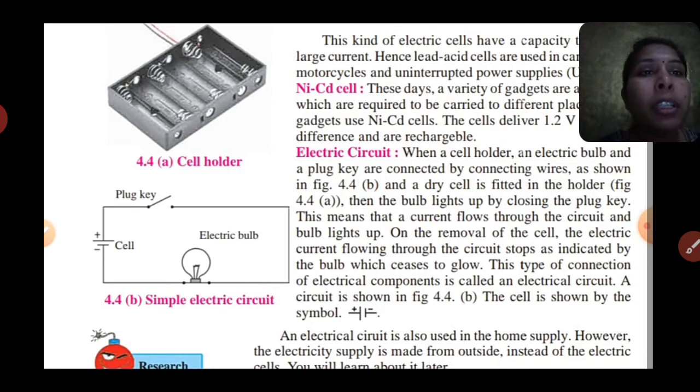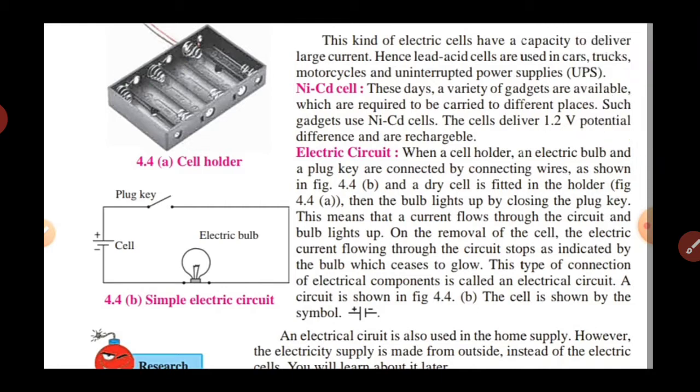So today we continue with another type of cell, that is the NiCd cell, the nickel cadmium cell. So here first we see what is the function of that NiCd cell.